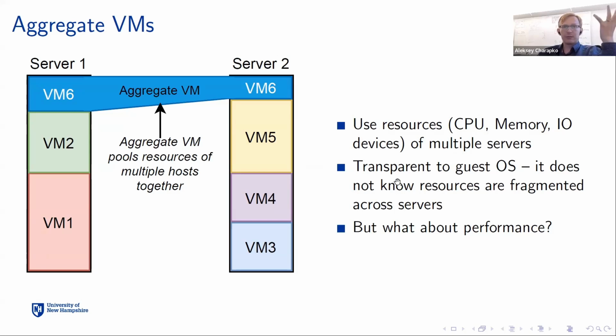And since this is a virtual machine, it is really transparent to the guest operating system. So you can just put your Linux in it, and it's supposed to just work. From the perspective of the guest operating system, it should just see all these resources from physical server 1 and physical server 2, let's say, available for its use. So the big question is, what about the performance?